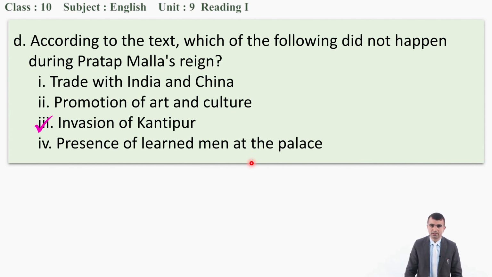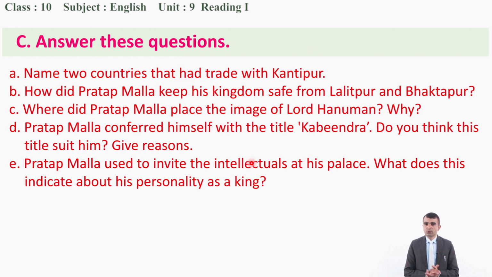Okay. Well, then. Now come to these questions. There are 5 questions based on the reading. So let's try answering them. The questions are, first, name 2 countries that had trade with Kantipur. B. How did Pratap Malla keep his kingdom safe from Lalitpur and Bhaktapur? C. Where did Pratap Malla place the image of Lord Hanuman? Why? D. Pratap Malla conferred himself with the title Kavindra. Do you think this title suits him? Give reason. E. Pratap Malla used to invite the intellectuals to his palace. What does this indicate about his personality as a king? Okay, let's answer them. Are you ready?